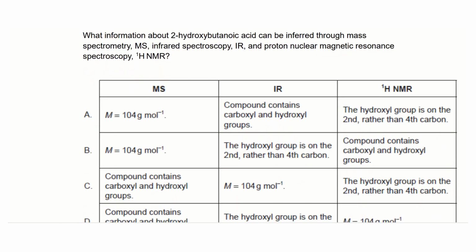The next question is saying, what information about 2-hydroxybutanoic acid can be inferred through mass spectrometry, MS, infrared spectroscopy, IR, and proton nuclear magnetic resonance, proton NMR. Now, some students might read this and think that's a lot of words, but this is basically the abbreviation for here, and this is the abbreviation for here, and the proton NMR is the abbreviation for the proton nuclear magnetic resonance. So they're telling me that I have 2-hydroxybutanoic acid, and they're asking, for each of these, what information would I get out of it?